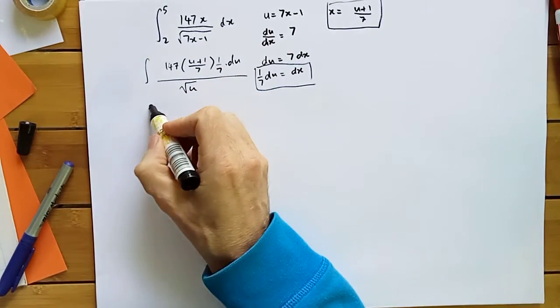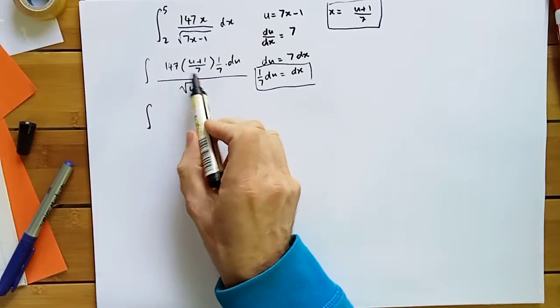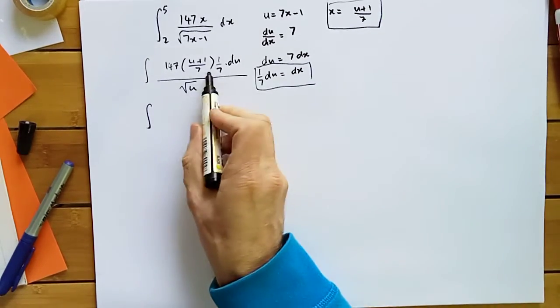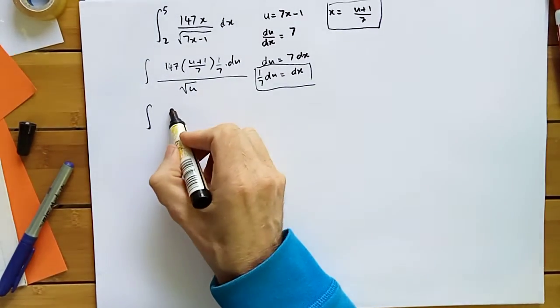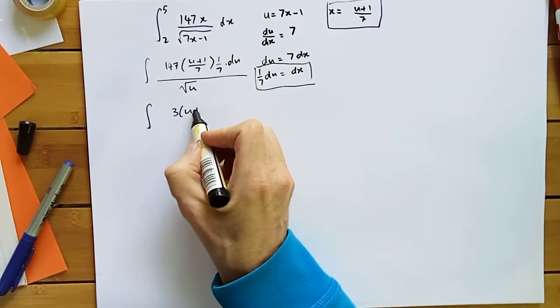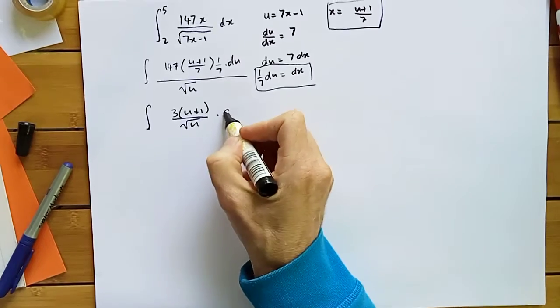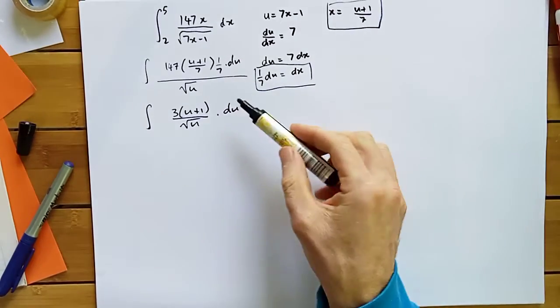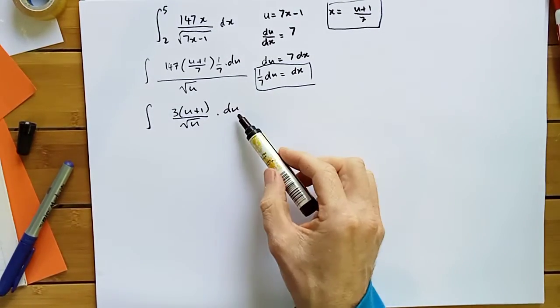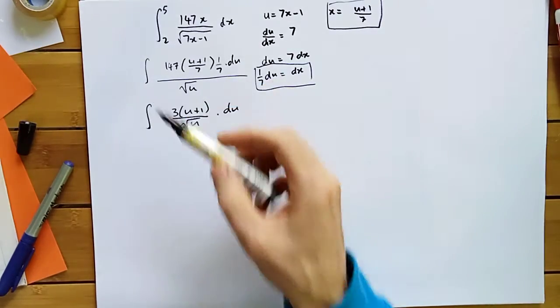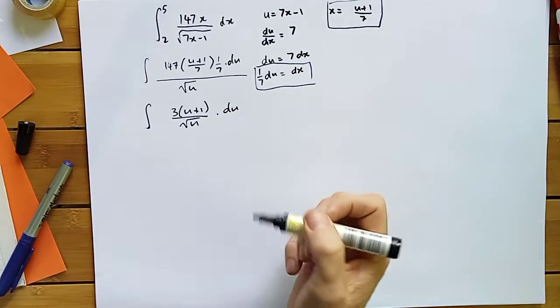Okay, let's do a little bit of manipulating of this, rearranging and simplifying. We've got a seventh of that, a seventh of that. 7 times 7 is 49, 3 is a 147. So I end up with 3 lots of (u plus 1) on the top line over the square root of u, du. So I'm going to integrate this function with respect to u. Notice I'm leaving my bounds out at this stage.